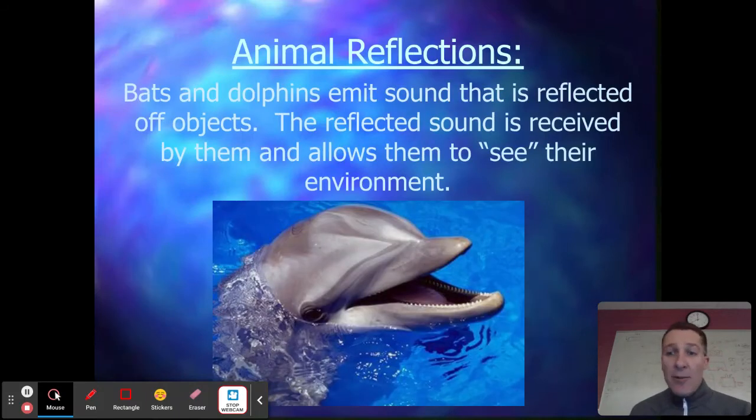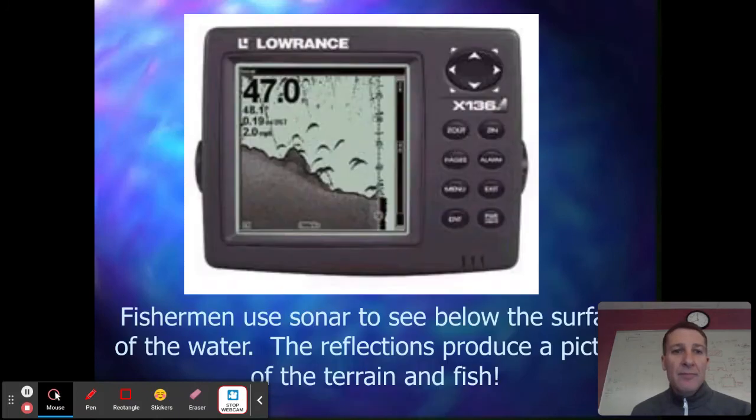A lot of animals, this is how they see. They send a sound wave out, and when it comes back to them, they know that something is in front of them. And that's how your ultrasonic motion sensor in your Arduino kit works. If you've ever seen fish finders or sonar, it's that same principle, an echo or a reflection of a sound wave.